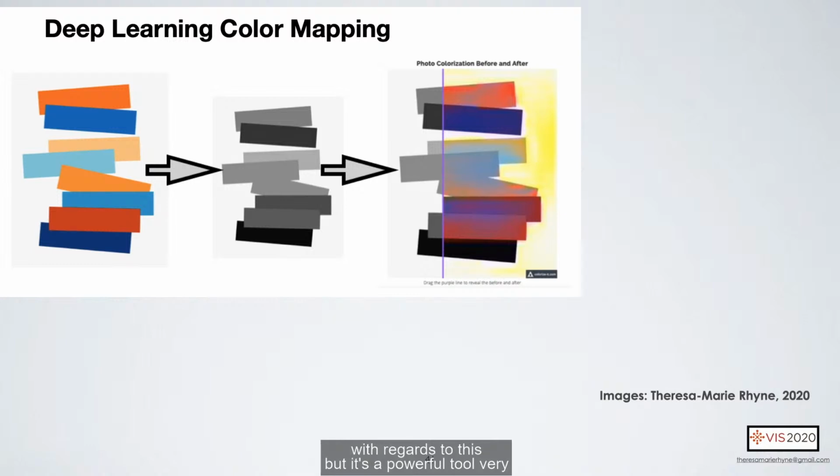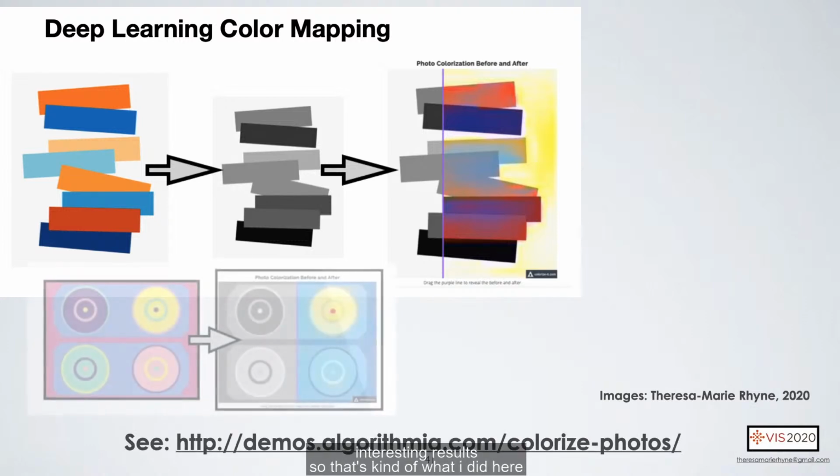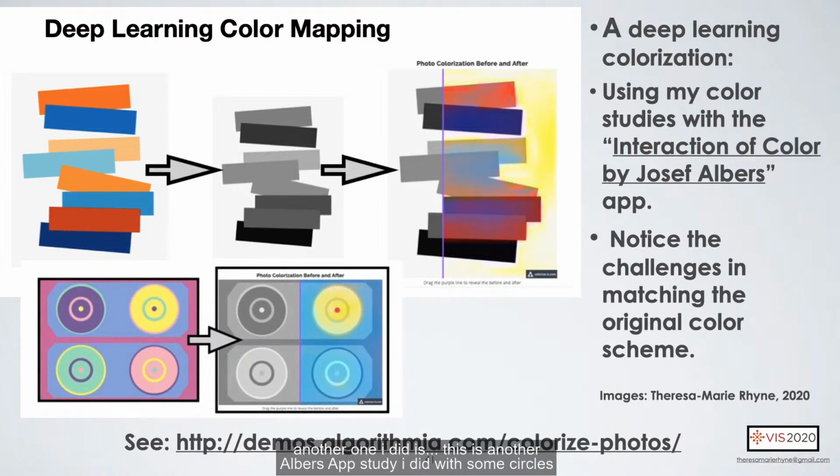But it's a powerful tool. Very interesting results. So that's kind of what I did here. Another one I did is another Albers study I did with some circles. Then I pushed it through the photo colorizer, took it into black and white first. Excuse me, I took it into black and white first. Then I pushed it through the photo colorizer.